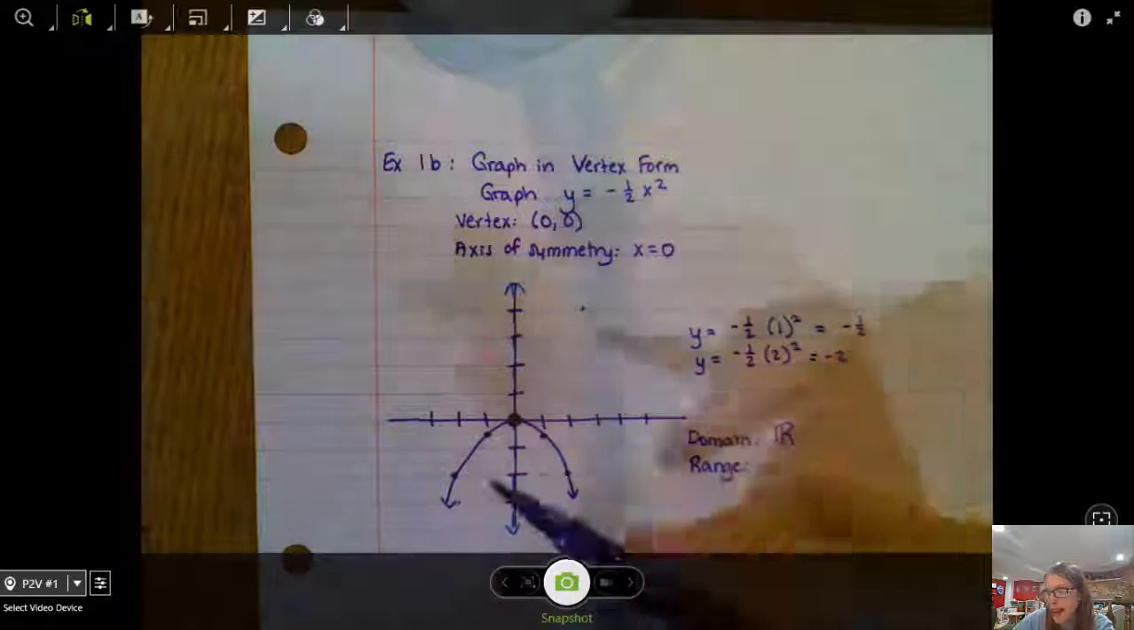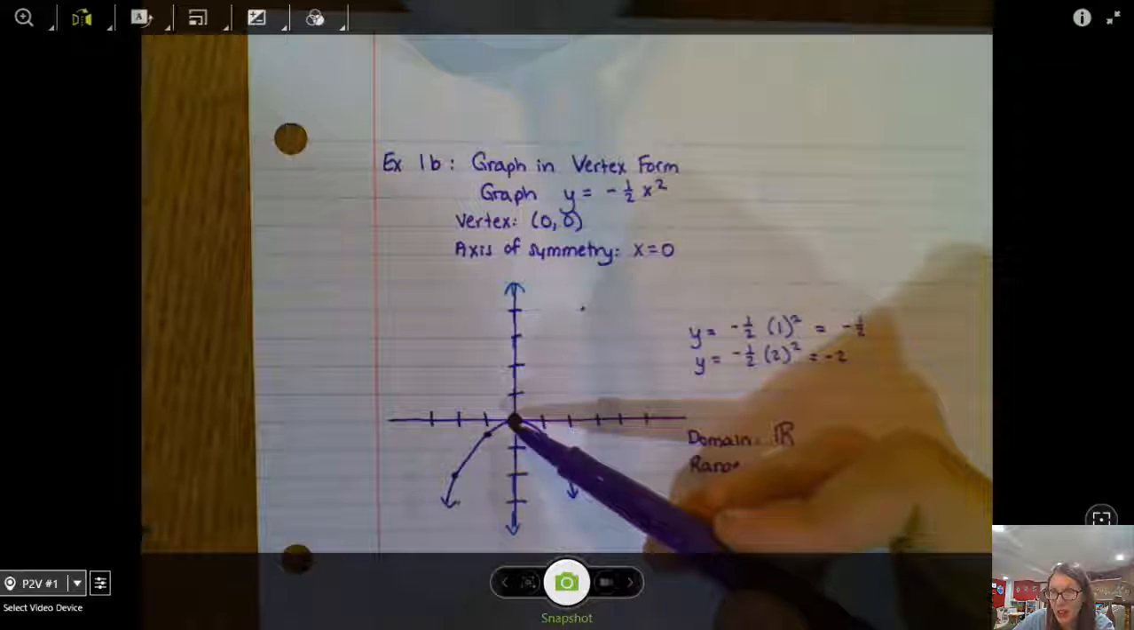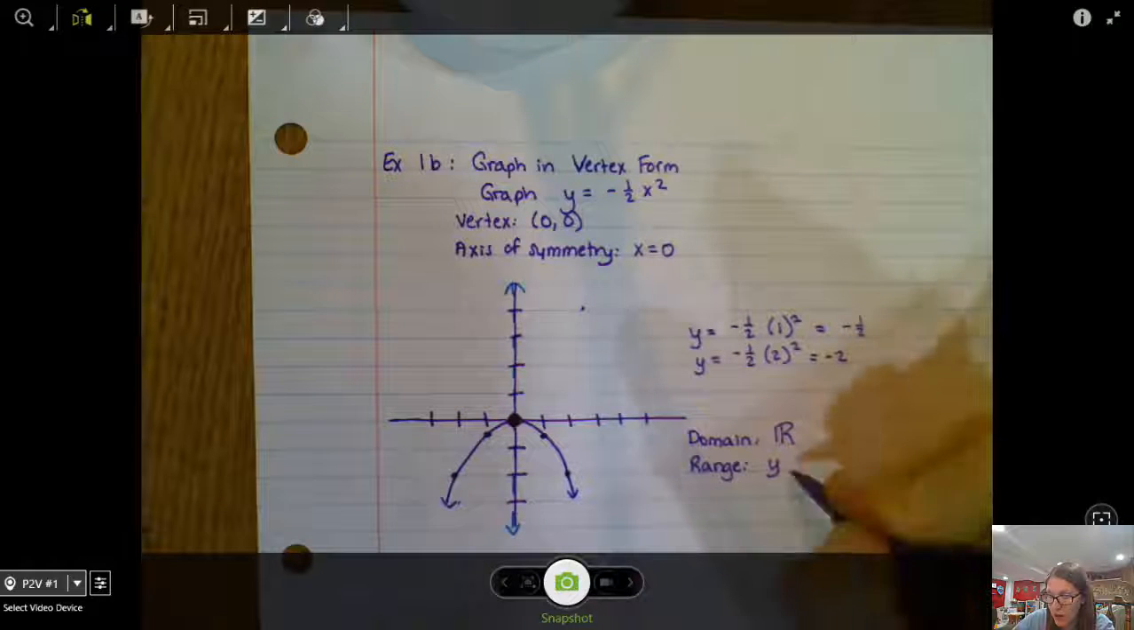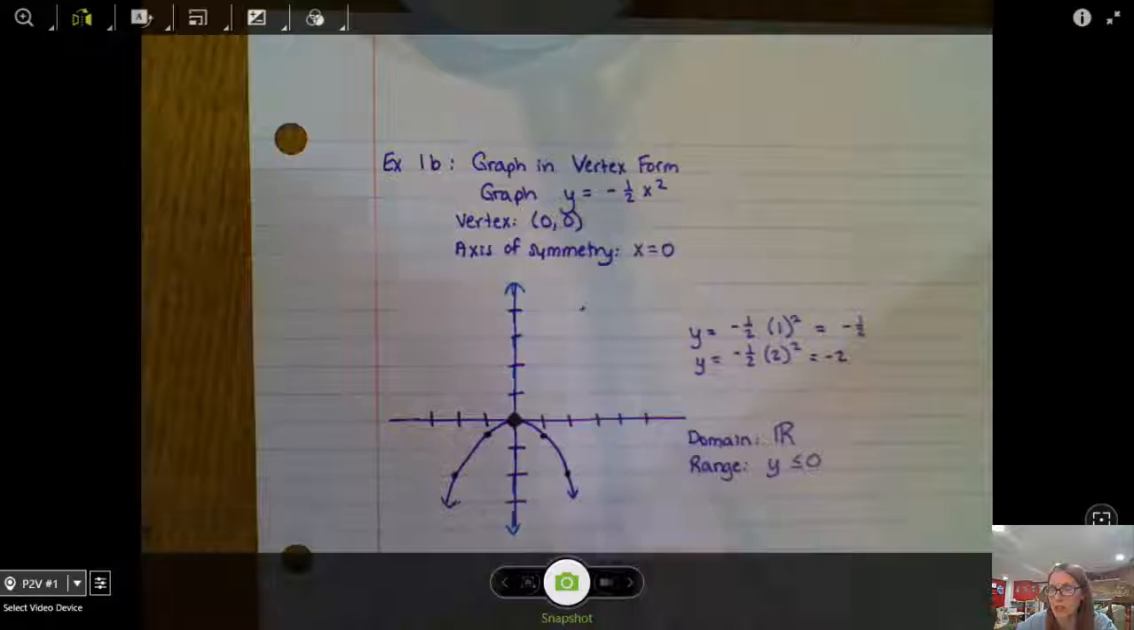And then range, how far up does our graph go? Oh, the highest we go is 0. Everything is below that. All of our y values are less than or equal to 0. There's our domain and range.